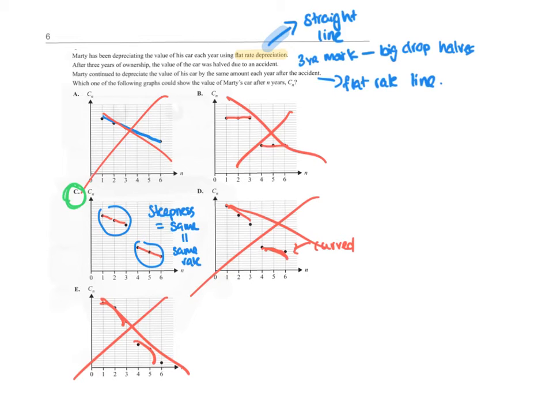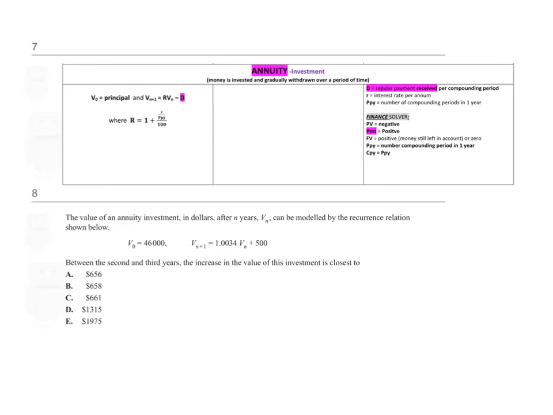So there's our answer. They love a graph question on your exam, and I think there's nearly one every year. All right, the value of an annuity investment in dollars after N years can be modeled by this recurrence relation below. So here's the growth, that's where it's growing. If I change that to a percent, it is 0.34%. That's how much it's growing by. And this bit also means that you're adding an extra 500 every time.